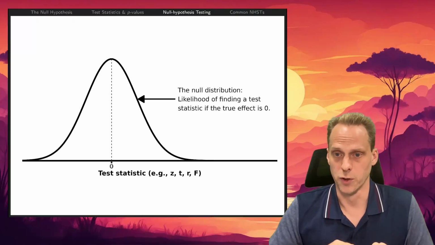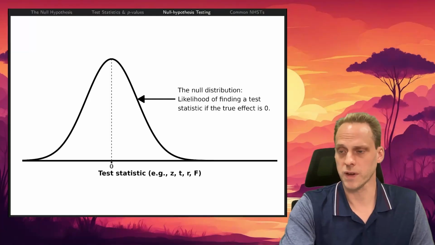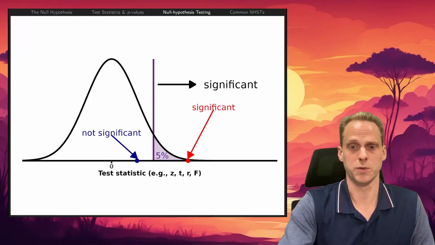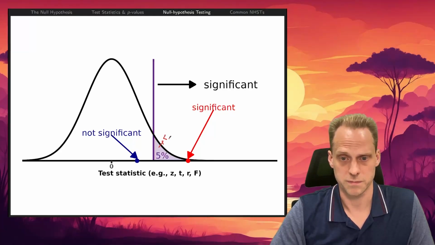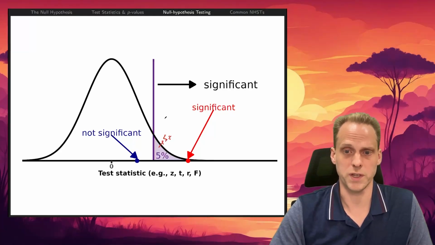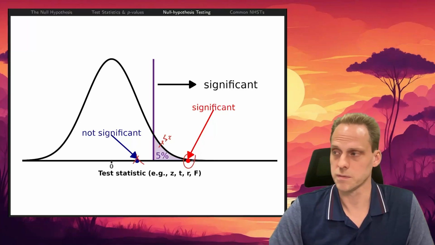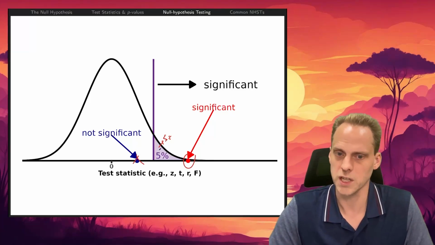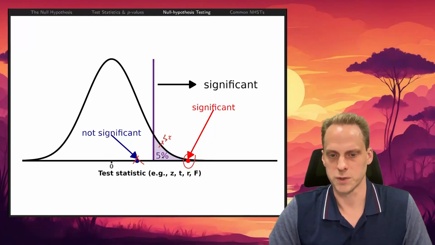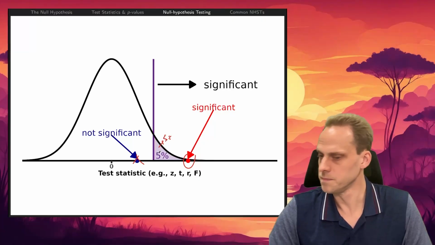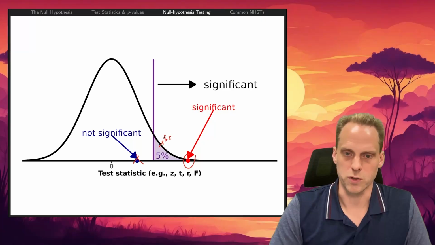So we first need to define the null distribution, the likelihood of finding a test statistic if the true effect is 0. After we define this distribution, we look at from which point on the area is 5%. From that point on, we deem results significant. In this case, this one is not significant, but this one is significant. How do you look at this? Well, in JASP, you can do a normal distribution, or whatever distribution you have, with 5% on the right tail side. Typically, if this is a Z score, it's 1.96, and if it's a T score, it's also around 2 or so.